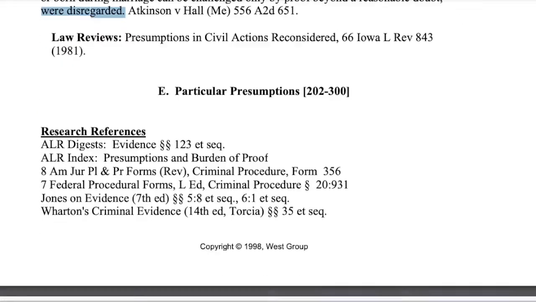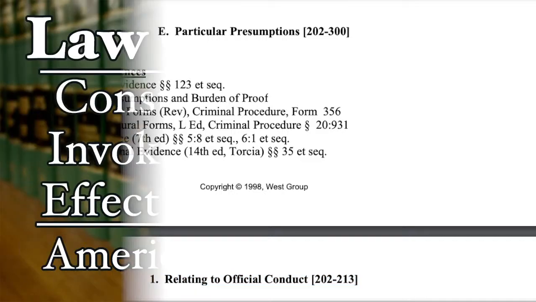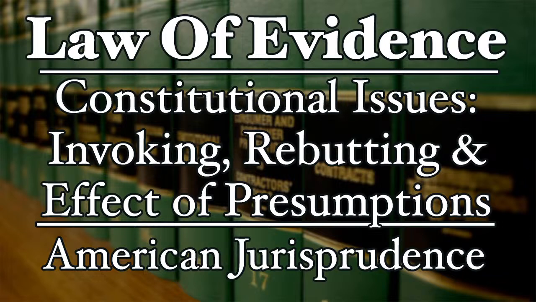All right, and then that takes us to the end of the constitutional section, and next time we'll be on to the particular presumptions. This gets into some pretty cool stuff, and as just a teaser, the first part is going to be relating to official conduct. So, that takes us to the end of law of evidence, constitutional issues, invoking, rebutting, and the effect of presumptions from American jurisprudence.